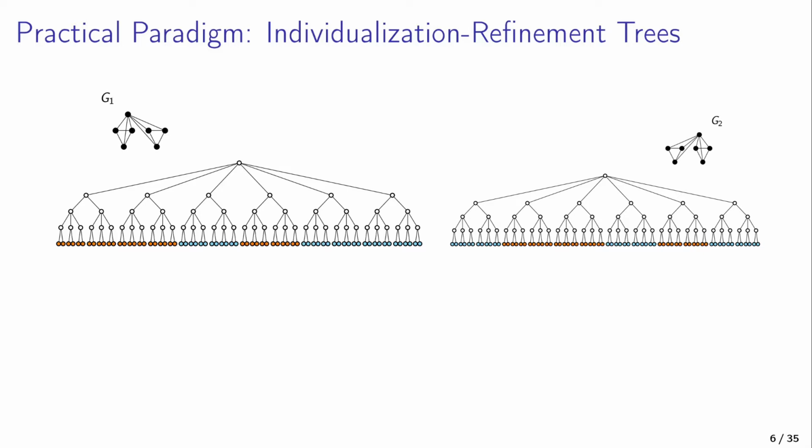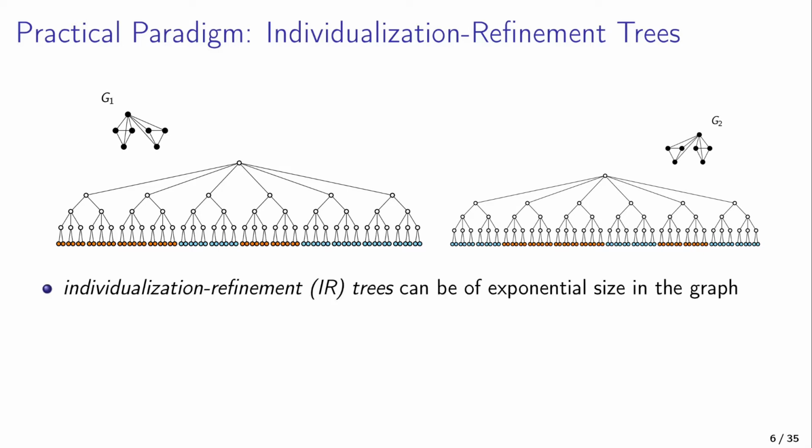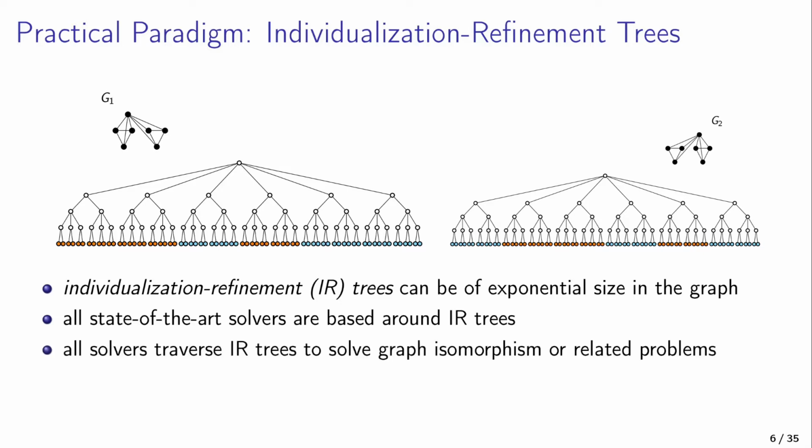A different way is to view IR trees as the backtracking trees of IR algorithms. It is true that IR trees can be exponential in the size of the graphs, and IR algorithms are also generally exponential time algorithms. The different practical implementations do apply different techniques on these trees, so this might be a little bit of an oversimplification, but generally all IR tools are based around these same trees. In particular, all of them traverse these trees to solve graph isomorphism or some related problem.